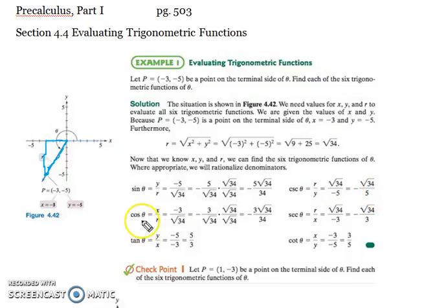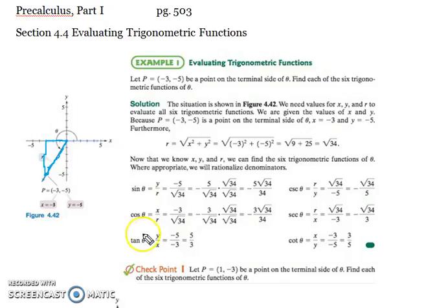Okay, cosine is going to be adjacent over hypotenuse. Remember the adjacent was the -3, it's always the x value. So -3 over square root of 34, and again we need to fix that. But when you do the secant, go back to here and take the reciprocal of this so that your square root ends up on top.